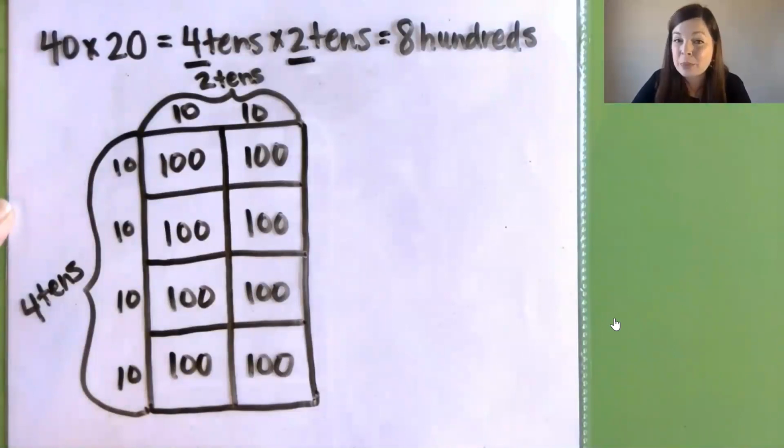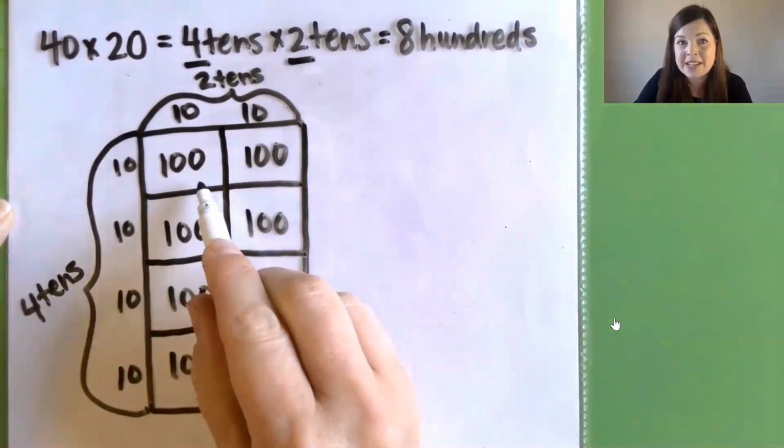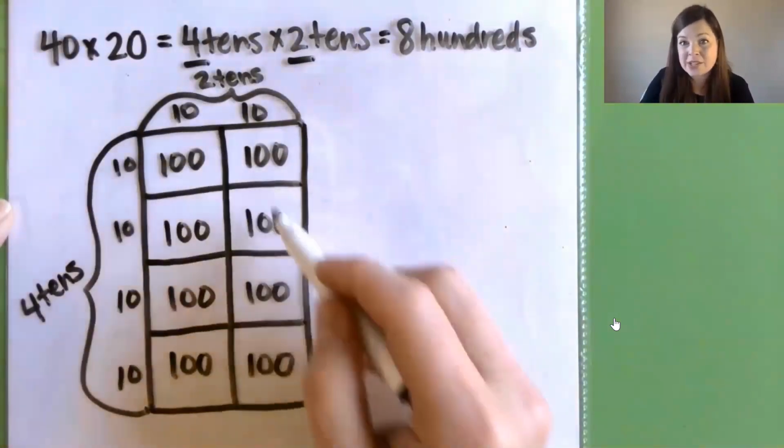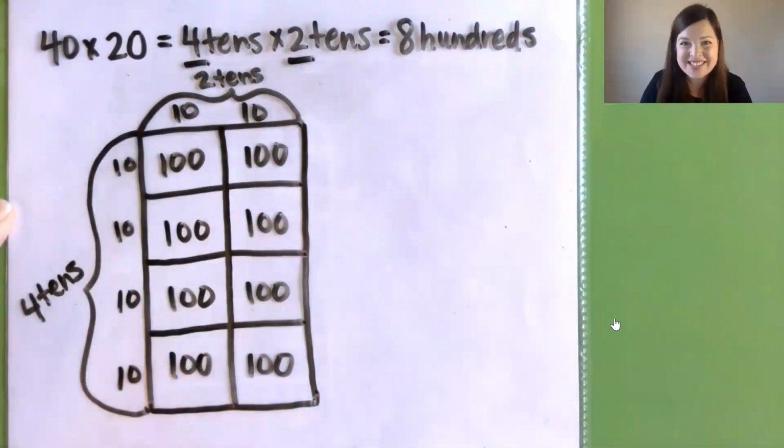How does this rectangle prove that 4 tens times 2 tens equals 8 hundredths? Pause the video to reflect and talk out your thinking. I was thinking that each square is 10 by 10, which is 100. And there are 8 squares, so that's 8 hundredths.